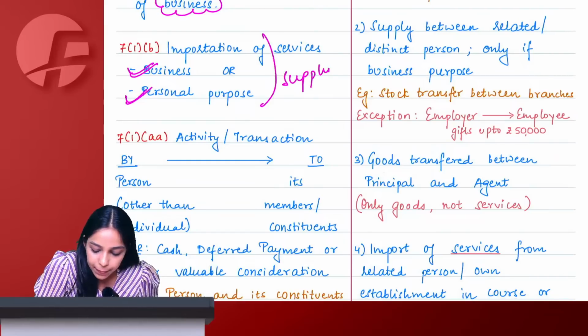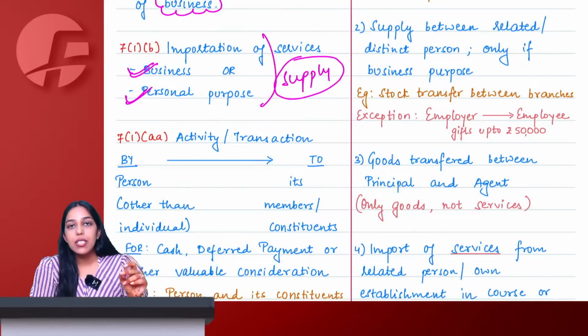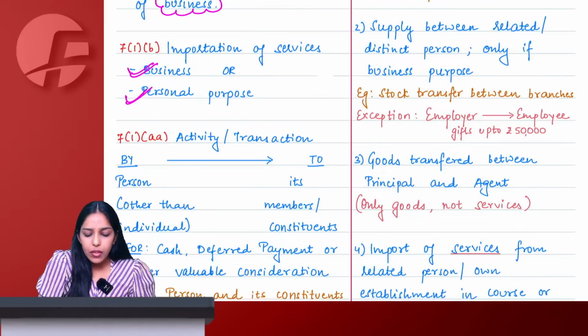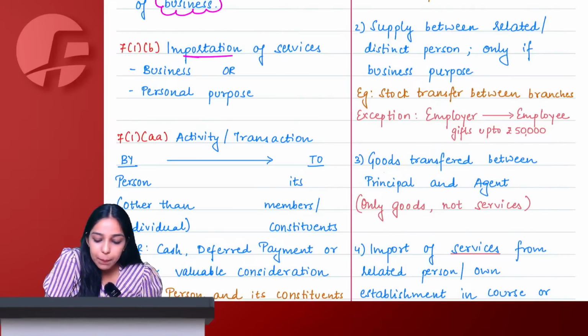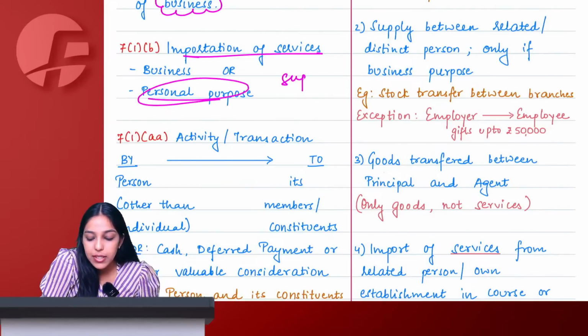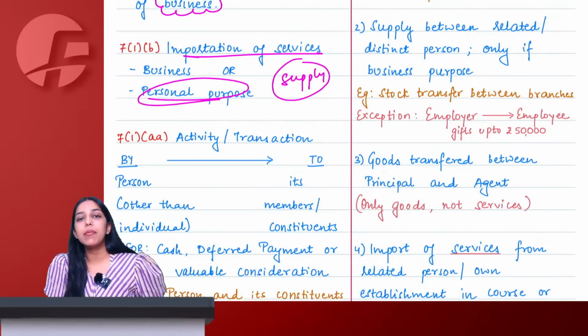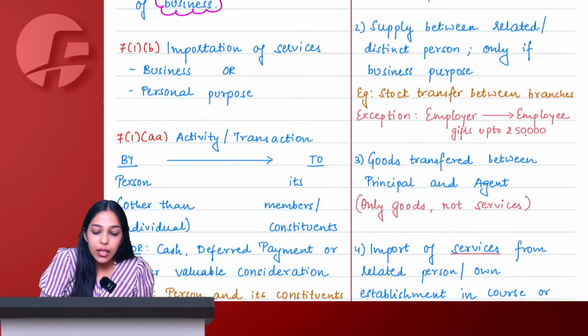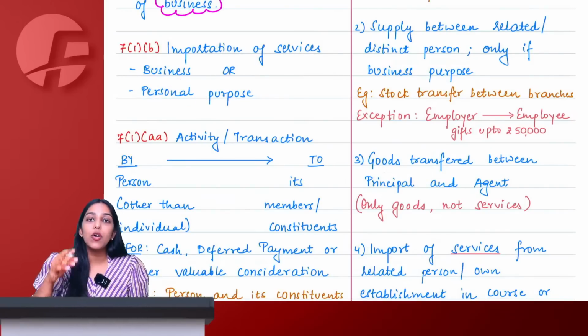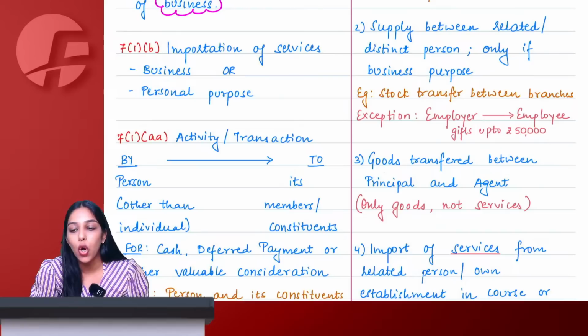It will always be a supply. Now remember one thing: just because something is a supply doesn't mean it will be applicable to GST, because there are a lot of things which fall under the definition of supply, like importing services for personal purpose is a supply, but in the exemption chapter we will see that a lot of exemptions are given with respect to the same. So something becoming supply doesn't mean automatically GST will be applicable on it.